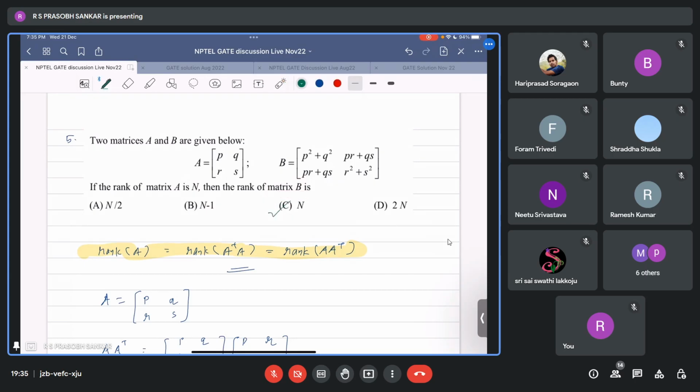So any doubts here? These questions, as you can see, are simple questions. They won't take too much time, so we can solve them very fast in the actual exam also. So any doubts or any clarifications here? Shall we move to the next one? Is there any doubt or clarifications?